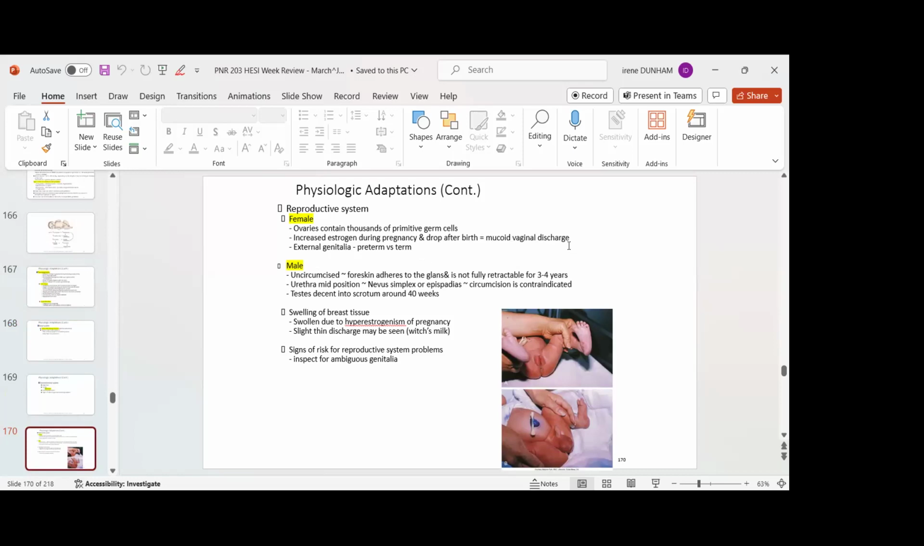So little girls may have what they call this pseudomenstruation, a vaginal discharge. A male may have the circumcised foreskin. You have to be very careful with it. And if he's uncircumcised, you don't retract the foreskin. You may have some swelling of breast tissue due to, again, too much estrogen in pregnancy. It does go down. Everything will be fine.